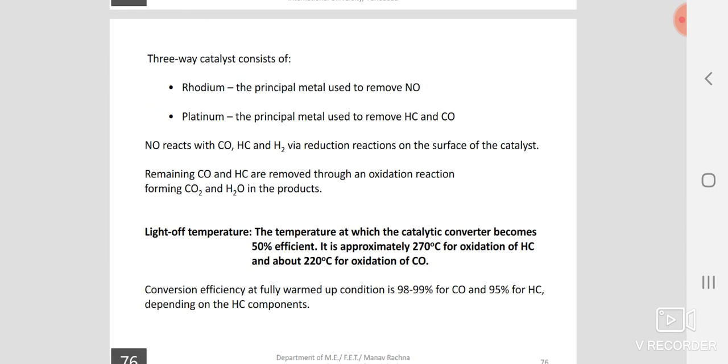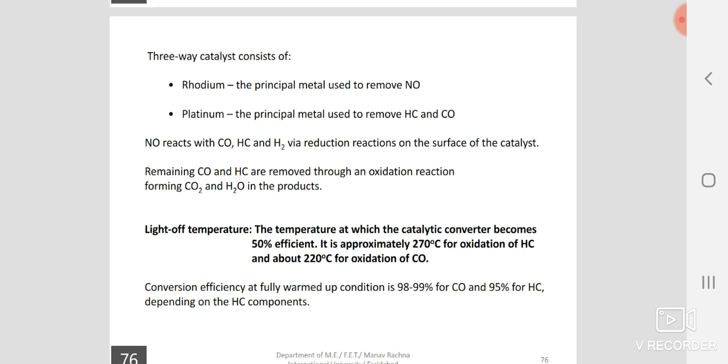There are three-way catalysts consisting of rhodium, the principal metal used to remove NO, nitrogen oxide and such other materials which are negative for the environment. The metal reacts with nitrogen oxide and removes it. Platinum is the principal metal used to remove hydrocarbon and carbon monoxide. Hydrocarbon and carbon monoxide are the worst of the pollutants emitted. Platinum is a very costly metal, but even then it is to be used to remove hydrocarbon and carbon monoxide.